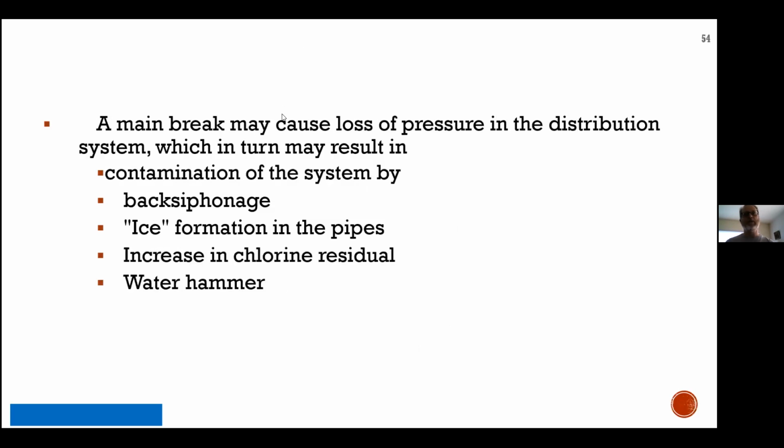A main break may cause loss of pressure in the distribution system, which in turn may result in contamination of the system by... So the break may be caused by water hammer. We know it's not an increase in residual or ice. So the right answer is probably back siphonage, right? When water is pulled into the system that may contain contaminants.